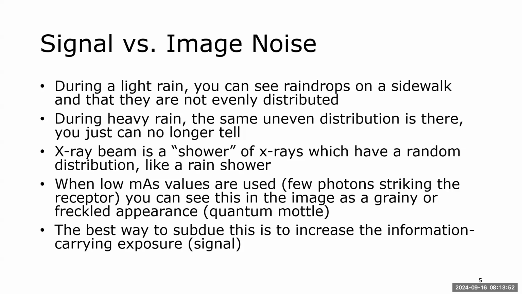So the X-ray beam, you can think of as the shower of X-rays, which have a random distribution, just like the rain shower. So random distribution to the IR, just like a rain shower. But when low mAs values are used, you have fewer photons striking the receptor. Then you can see this in the image as a grainy or freckled appearance. That's called quantum mottle. So quantum means number, right? When we talk about quantum, we're talking about number. So we call it grainy.